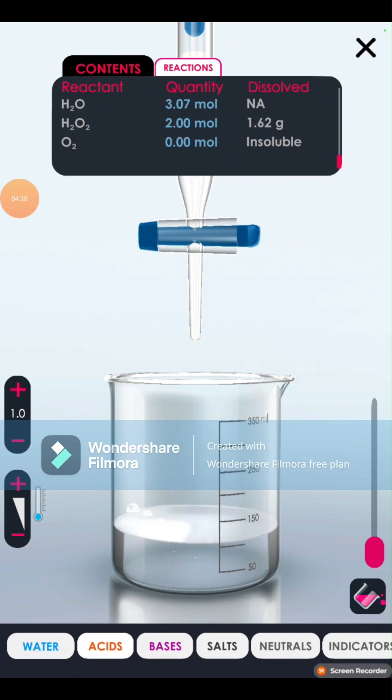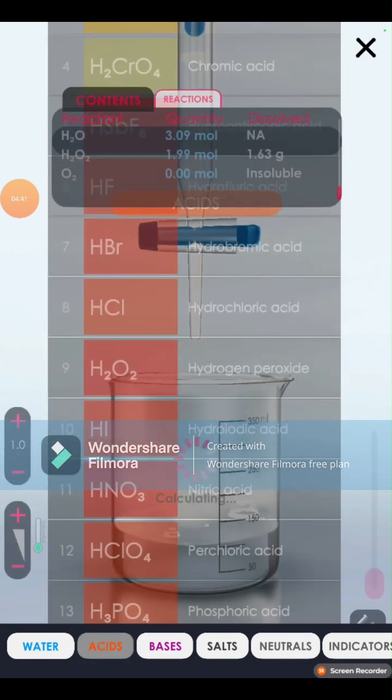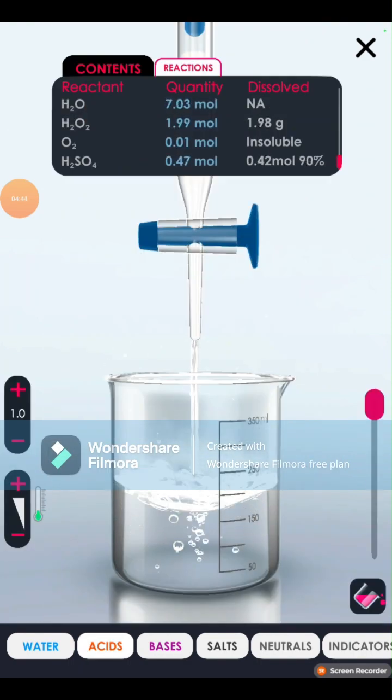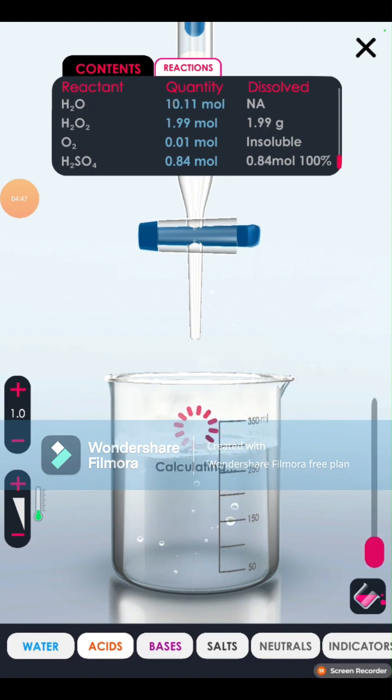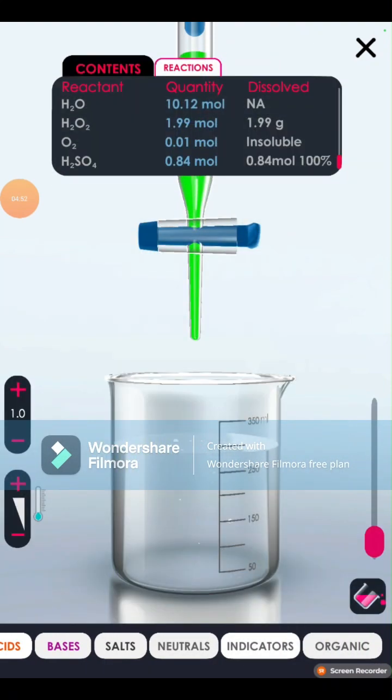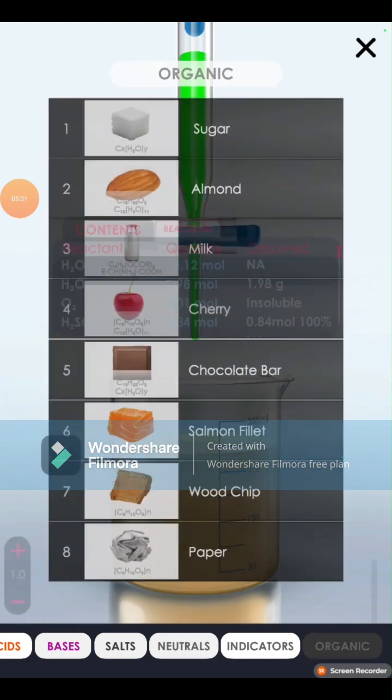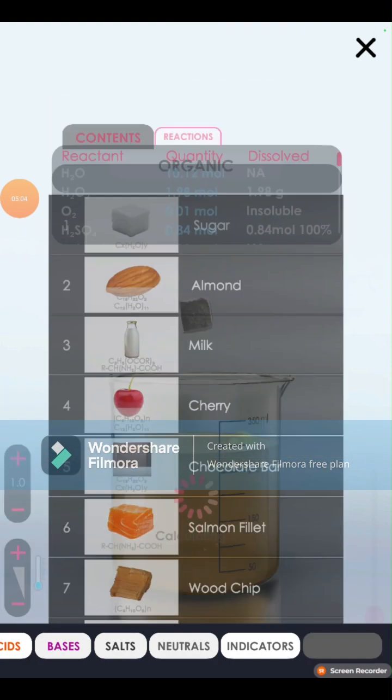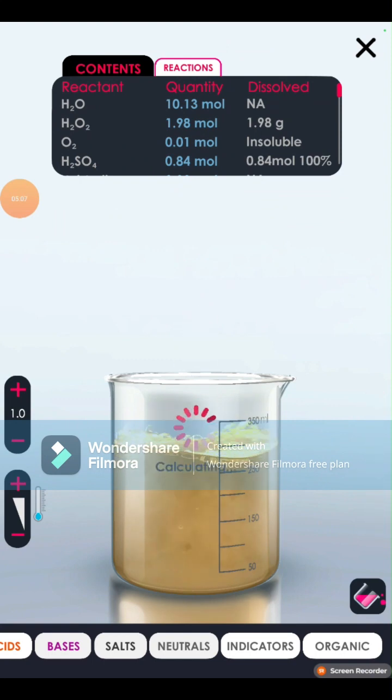As you can see, I've added hydrogen peroxide. Now let's add some water, like this, 3 drops. Okay. After adding some water, let's add sulfuric acid. After adding sulfuric acid, let's check the indicator level. We're using a universal indicator. As you can see, it's like a weak acid. Now let's put some sugar over here. As you can see, it is dissolving and reacting.